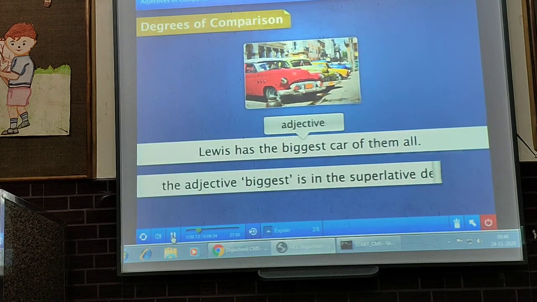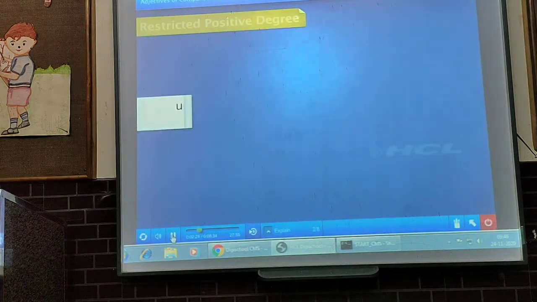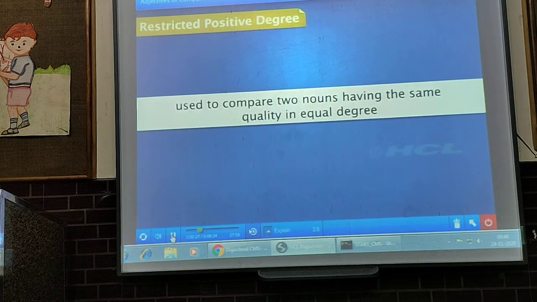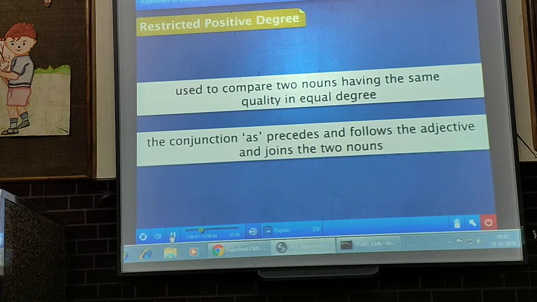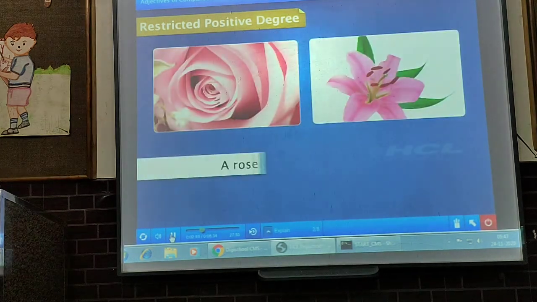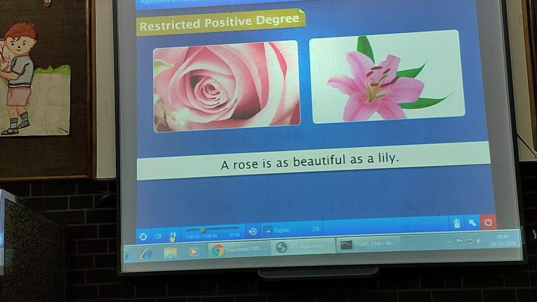So, the adjective biggest is in the superlative degree. Let's find out more about the positive degree of adjectives. A positive degree is used in restricted and unrestricted sense. A restricted positive degree is used to compare 2 nouns having the same quality in equal degree. In such cases, the conjunction as precedes and follows the adjective and joins the 2 nouns. For example, a rose is as beautiful as a lily.